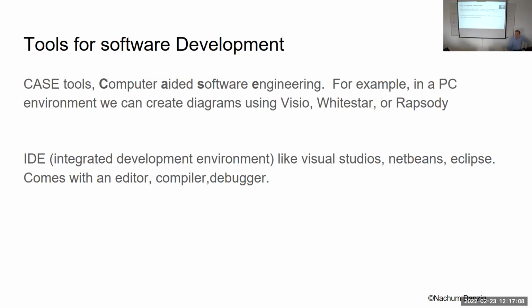where you can take a diagram. Rhapsody is a crazy idea. You take a diagram of the classes, and then you press a button, and it creates the code. It can automatically create the code based on the diagram.